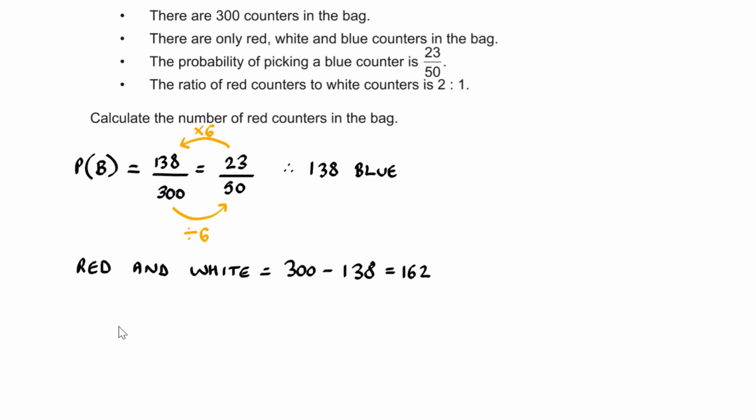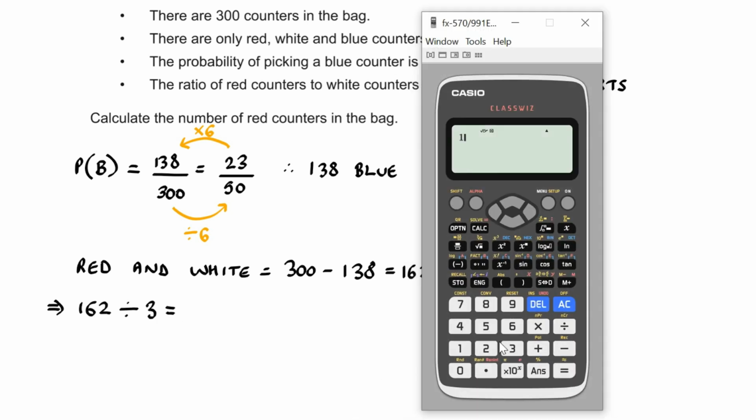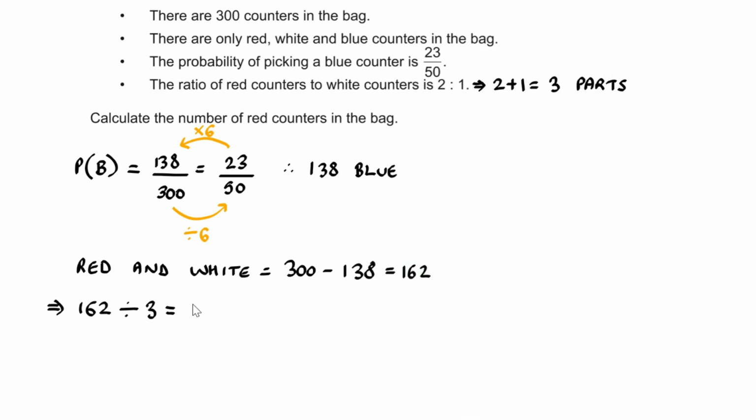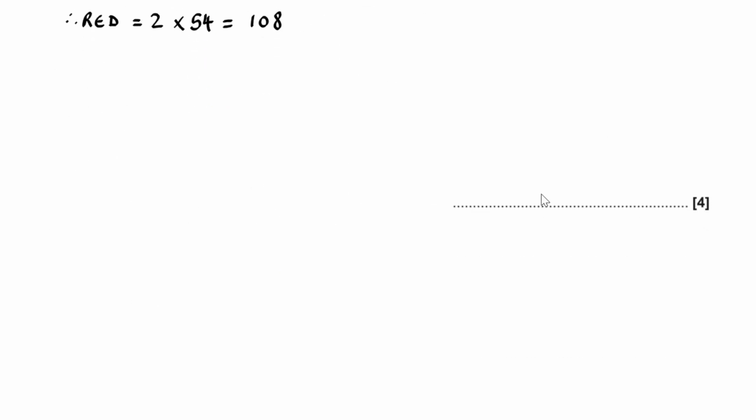And we're splitting this 162 into the ratio 2 to 1. So if we split this up into the ratio 2 to 1, well, from here you can see then we have 2 plus 1, which is equal to 3 parts, and therefore 162 divided by 3, if we work this out, we get 54 per part. And therefore, to find out the number of red counters we have is 2, because we've got 2 parts for red, multiplied by 54, so here we get 108. We have 108 red counters in the bag.